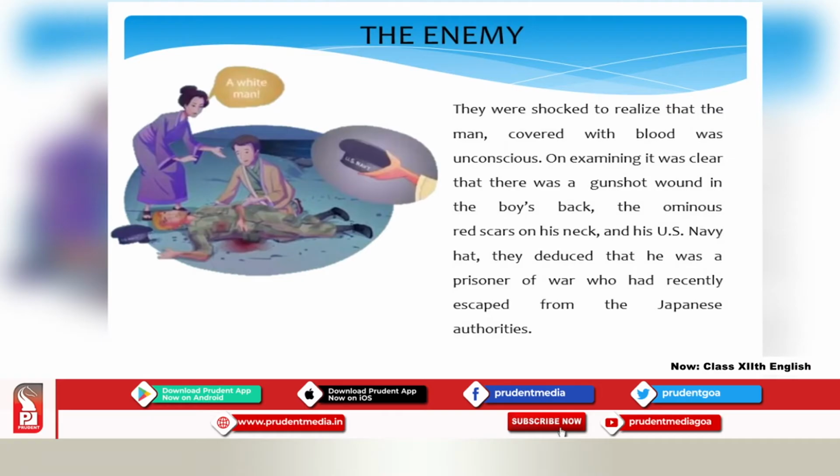On examining, it was clear that there was a gunshot wound in the boy's back, the ominous red scars on his neck, and his US Navy hat. They deduced that he was a prisoner of war who had recently escaped from the Japanese authorities.